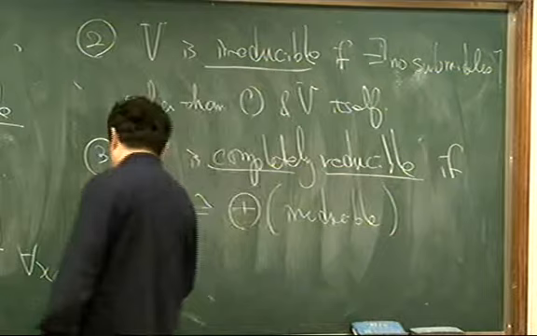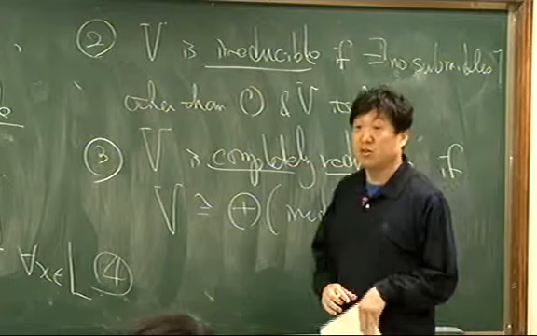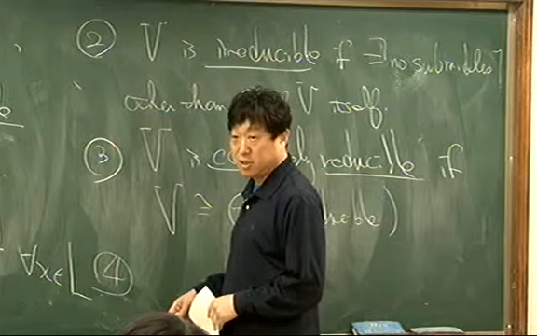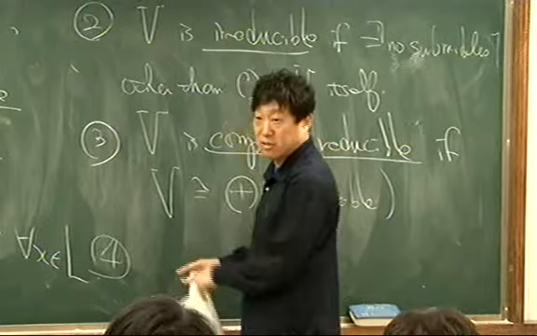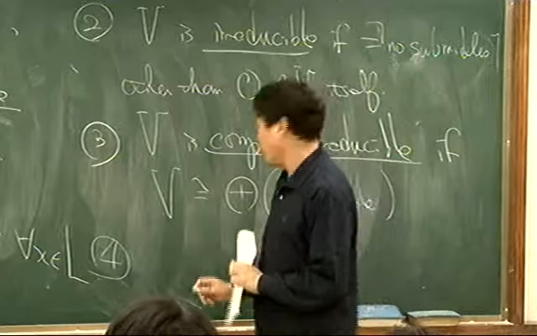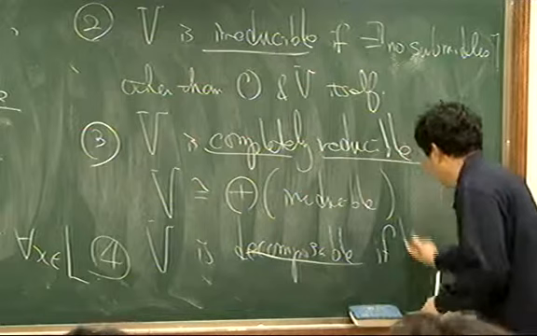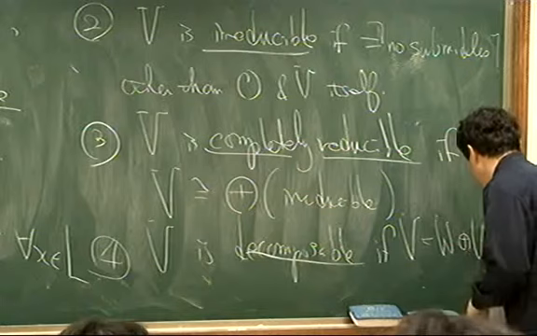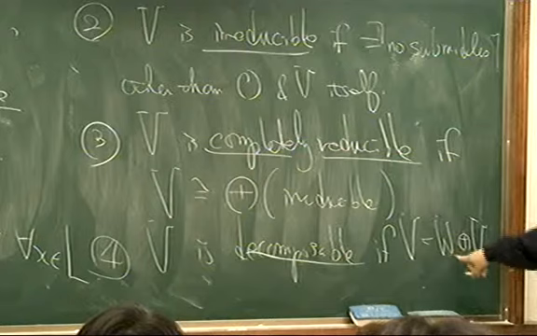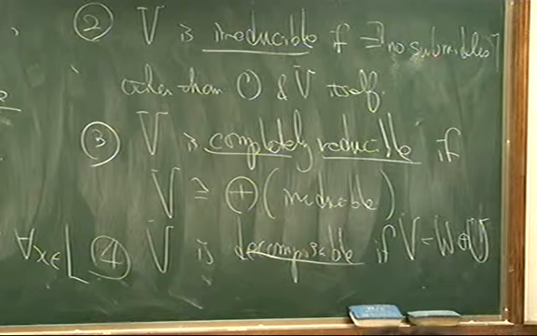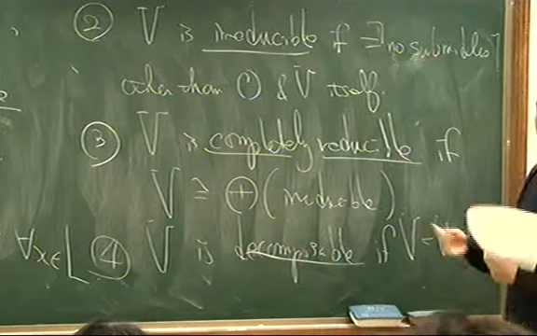Why is it called completely reducible? Let me just write down here. V is called decomposable if V can be written as a sum of two proper submodules, W and U. They are different from V. So V is called indecomposable if we cannot decompose it into two proper submodules.